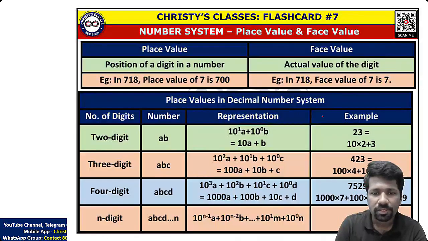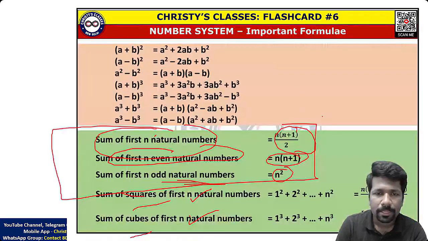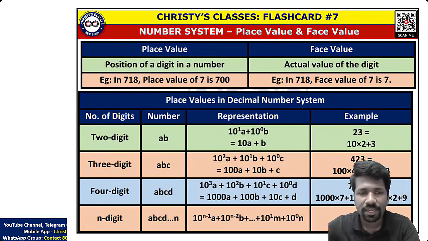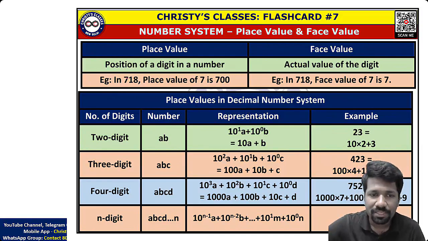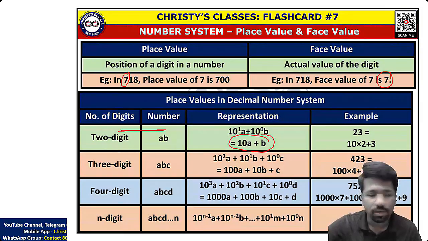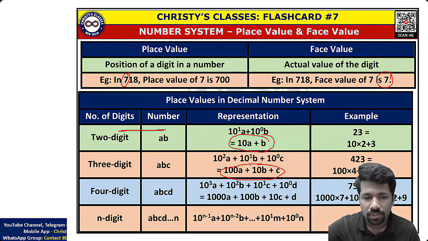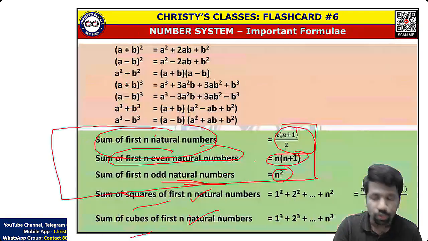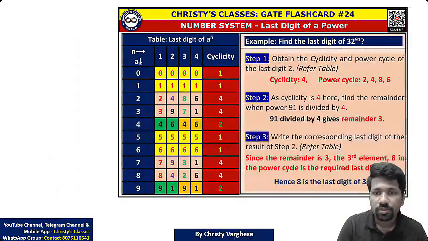Then factors are clear. Then number system, place value and face value: the difference is clear, right? For example, in 718, the place value of 7 is 700, but the face value is 7. And how do you represent a 2-digit number? That is important: 10A plus B. A 3-digit number is 100A plus 10B plus C. Representing numbers like this is very important, so how to represent numbers according to their place values is also clear.